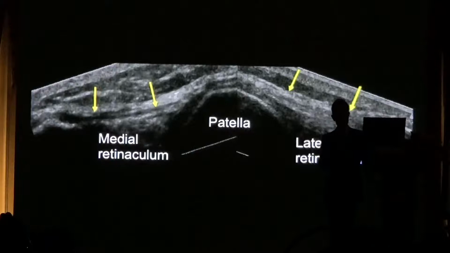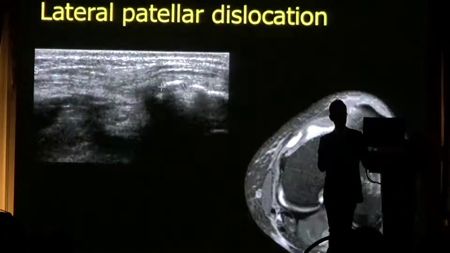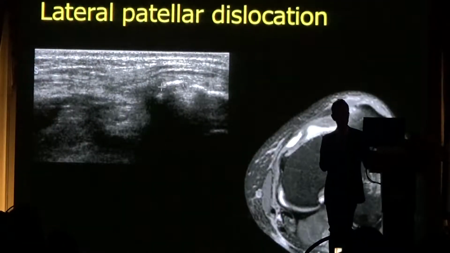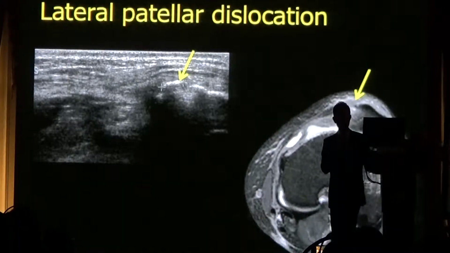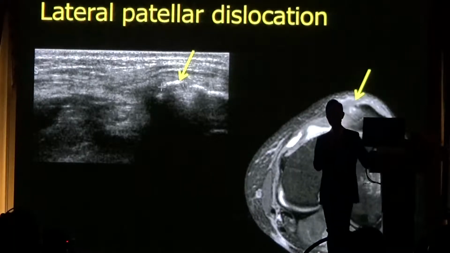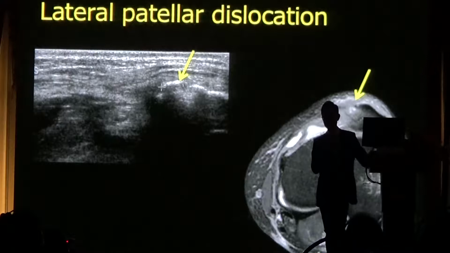And sometimes on ultrasound, we can make out some of those features. Of course, we don't see the bone bruising, but you can see if the retinaculum is torn or avulsed. And so over here, this is a patient who has a small avulsion of the medial aspect of the patella, and there's the MRI equivalent on this patient. But again, if I see this, I'm not going to confidently diagnose a lateral patellar dislocation. I would say that the patient needs an MRI scan.